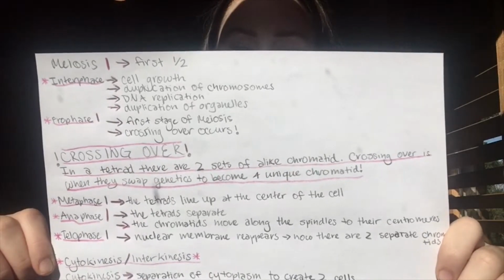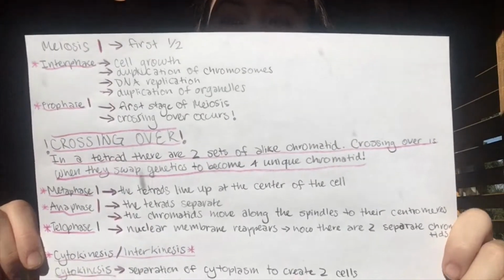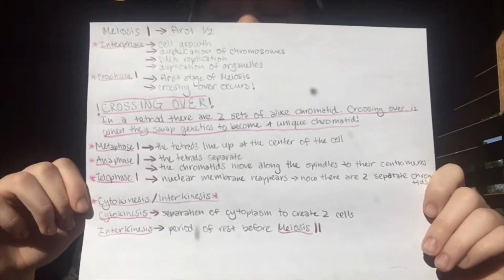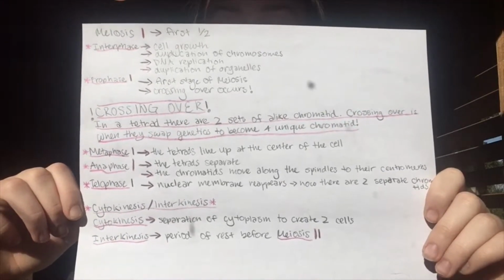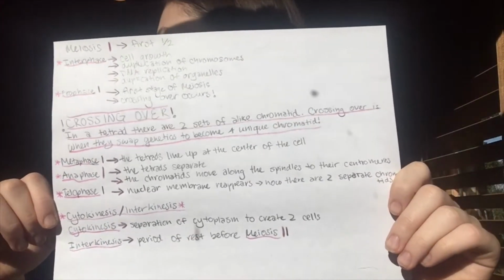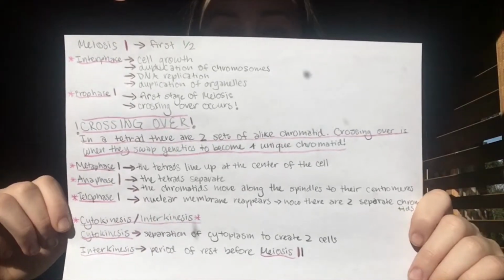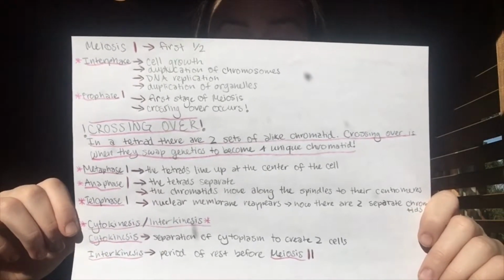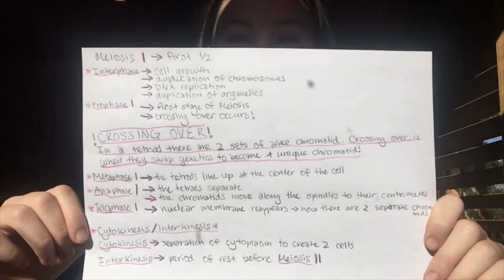After that, we have metaphase 1, where the tetrads line up at the center of the cell. Then we have anaphase 1, where the tetrads separate and the chromatids move along the spindles to their centromeres. And after that, we have telophase 1, where the nuclear membrane reappears, but now there are 2 separate chromatids.